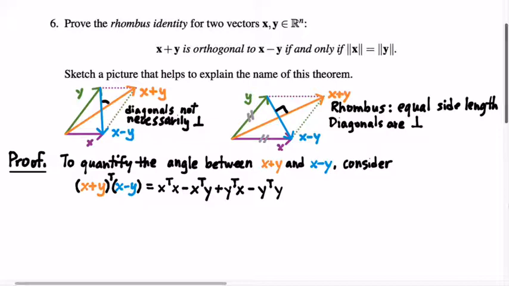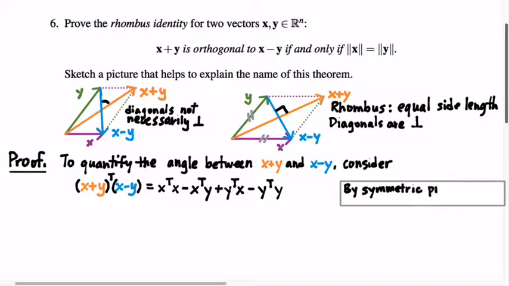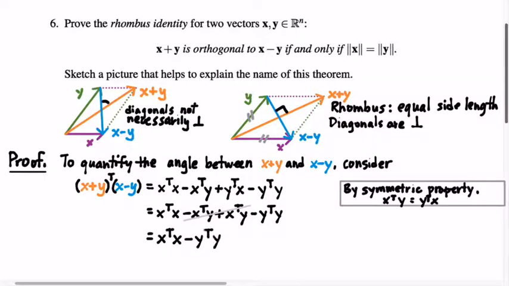Now, the dot product of vectors is a commutative operation. It's a symmetric operation. So x transpose y and y transpose x are the same thing. They give you the same result. So we can trade out the y transpose x for another x transpose y in this expansion and cancel out the second term with the third. So we get x transpose x minus y transpose y.